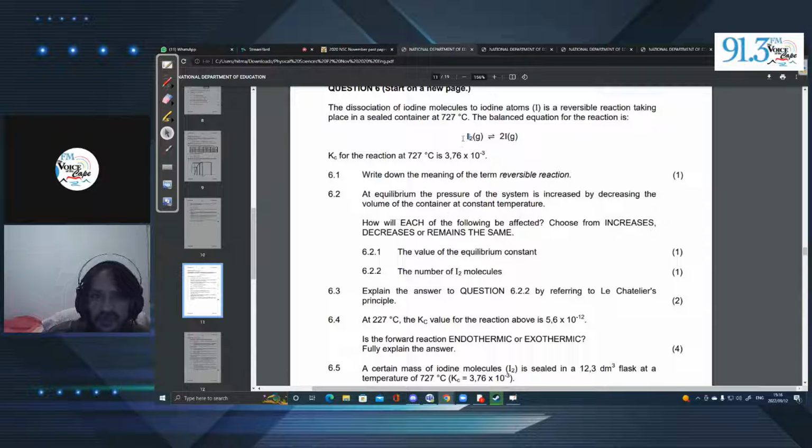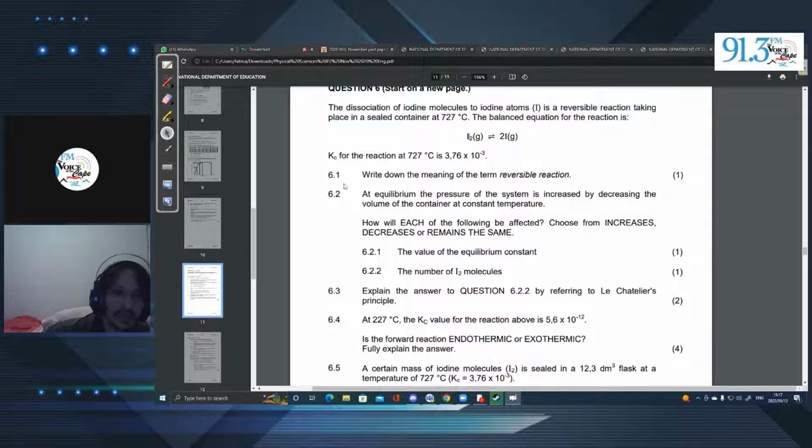You could see the ratio is 1:2. Obviously, if you're increasing the pressure, you don't want to make more molecules. You want to resist the production of more molecules because you want to decrease that increase in pressure. Otherwise, your container is going to explode. Basically, that's what's going to happen.